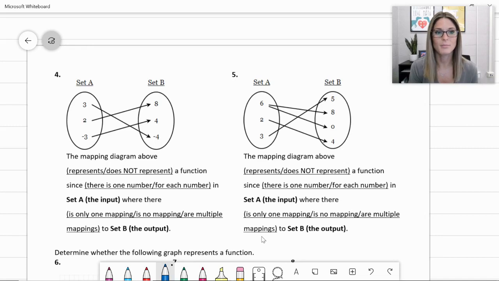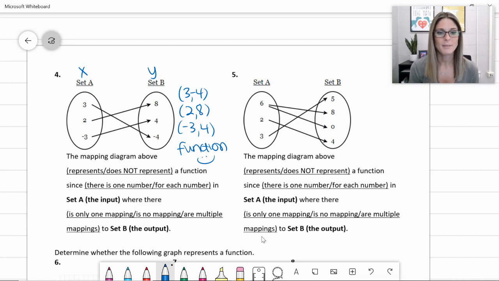Let's do 2 more just like that. Number 4, your x's to your y's are mapped. 3 is mapped to -4. You have 2 is mapped to 8. -3 is mapped to 4. So I'm checking out my x's. Everything looks good. I believe this is a function. Each x is paired with only one y. The mapping diagram above represents a function since for each number in the input, there is only one mapping to the output.